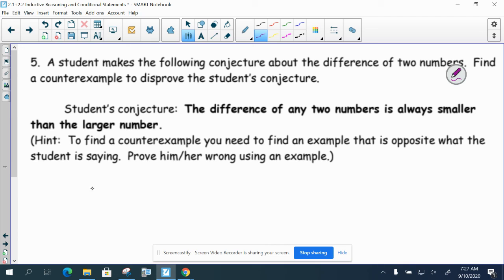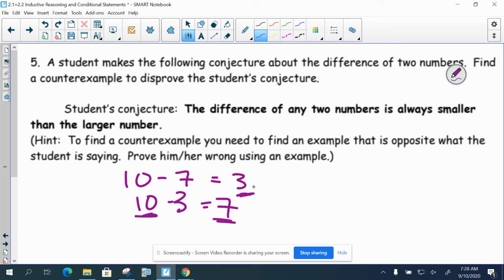So I think what they're saying, for example, is like 10 minus 7 equals 3. So the difference of 3 is smaller than the larger number. If we did 10 minus 3, we would get 7. 7 is smaller than 10. 3 is smaller also than 10. So can you think of a counterexample to this?